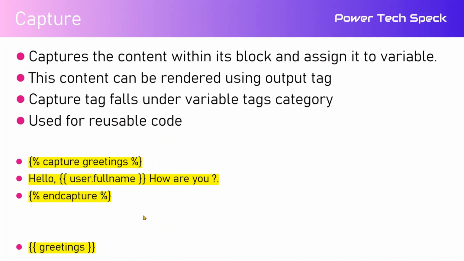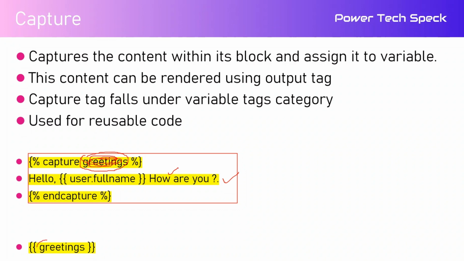So as you see in this example, what is happening is you are writing a capture tag and assigning it to a variable. This is a variable greetings, and inside the capture and end capture you can write whatever you want, a combination of liquid and HTML or a simple text. So it can be 5 lines, 10 lines, 100 lines. And then once you're done with it, you can call this variable greetings.